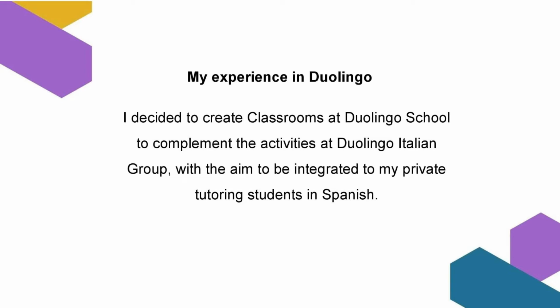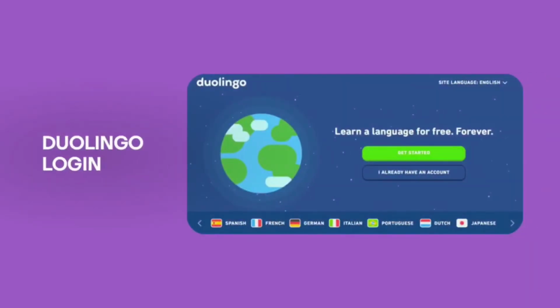Okay, as you know, how to log in to Duolingo. You can access Duolingo by the app, but also at duolingo.com. The first thing is to set the language. This is in English. And to get started, the first thing is to get started.